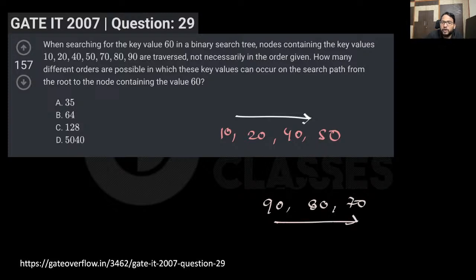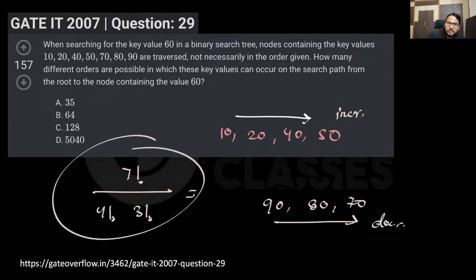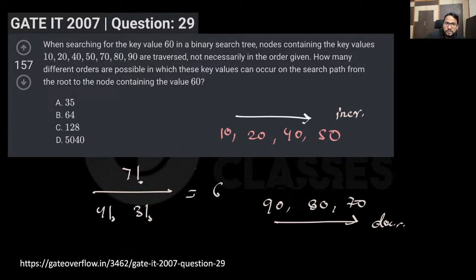This should be in the decreasing order. This should be in the increasing order. Increasing, and this should be in the decreasing. So how many total permutations are possible? Either 1, 2, 3, 4, 5, 6, 7. The 7 factorial, and then these are fixed. This should be in the increasing order, which means 4 factorial, and then this 3 factorial. So that's why this is the answer. And I think if you calculate it, you will be getting 35, I think, right?